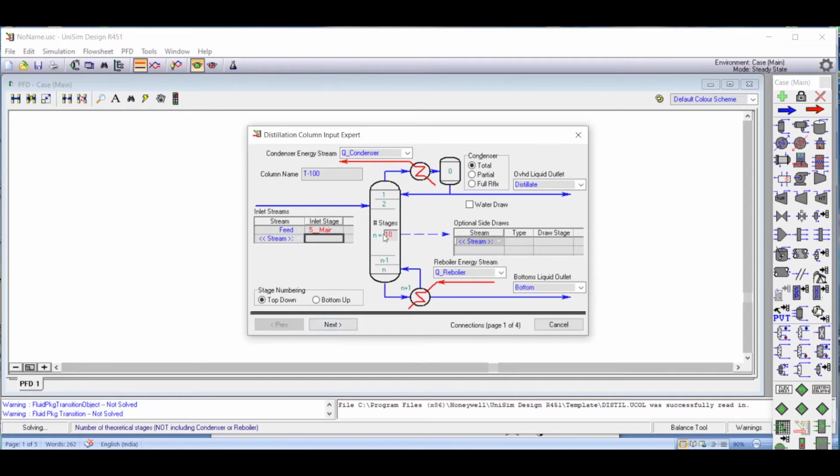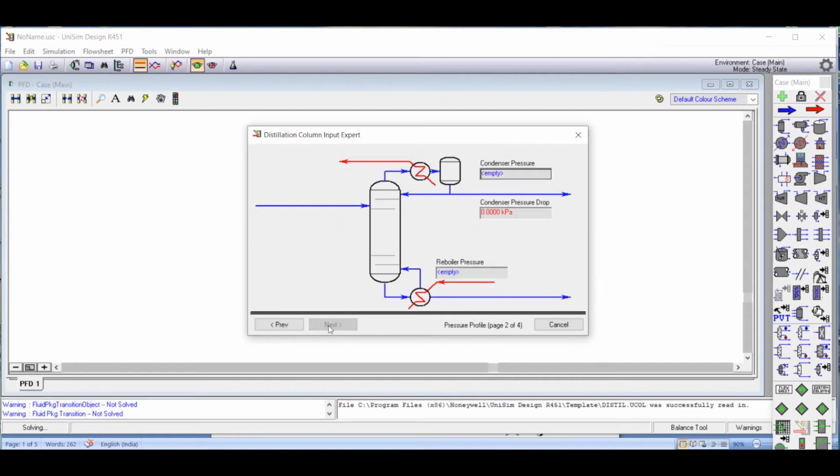Right here you see this is shown as a default 10, but we will change it because our number of stages is of course different, not 10, and we'll do that a little later. So here we have defined the feeds, and we have written distillate. This is the bottom. This is the Q condenser, Q reboiler.